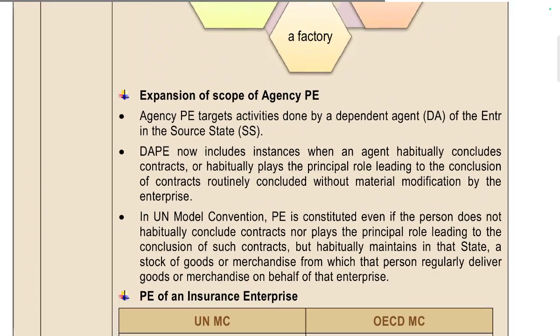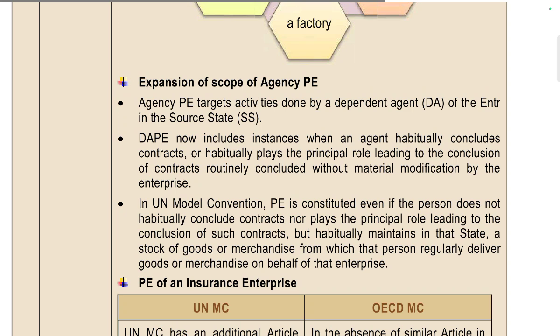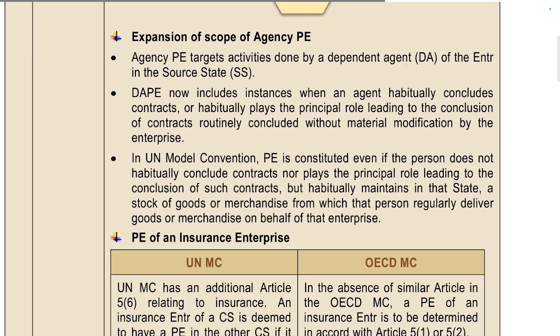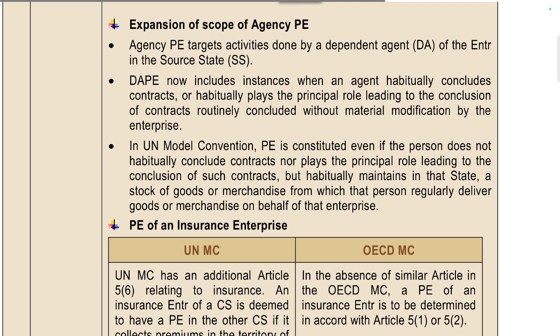Expansion of scope of agency permanent establishment. The agency PE targets activities done by the dependent agent of the enterprise in the source state. The DAPE now includes instances when the agent habitually plays the principal role leading to the conclusion of contracts that are routinely concluded without material modification by the enterprise.